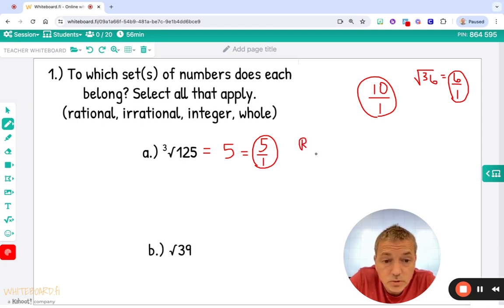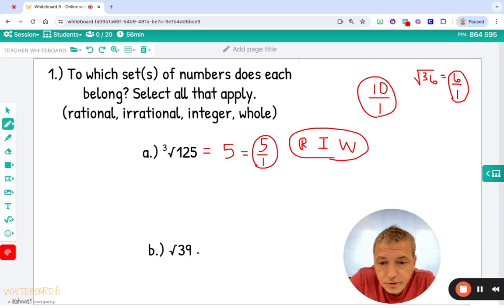5 is also an integer, right? It's a counting number that's negative or positive. So it'd be an integer. And it is a whole number. It's a counting number that's positive. So we would say it's those three. It's rational, integer, and whole.